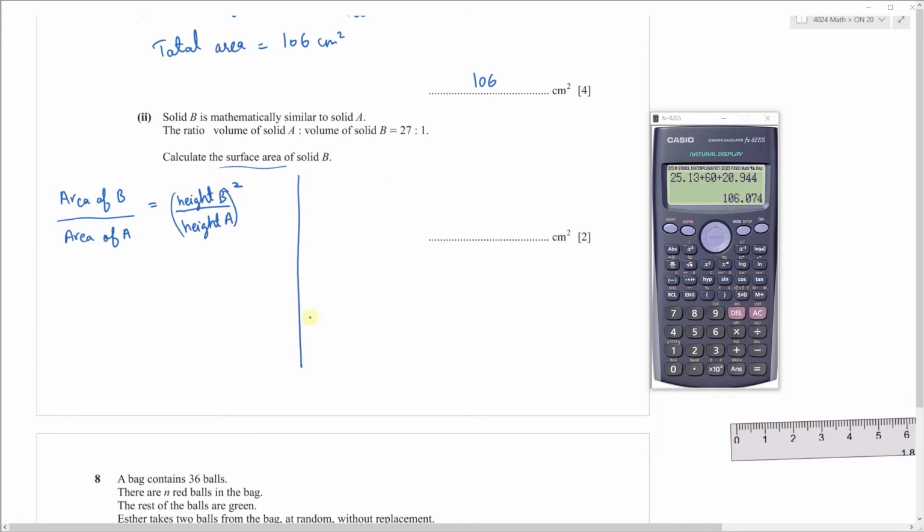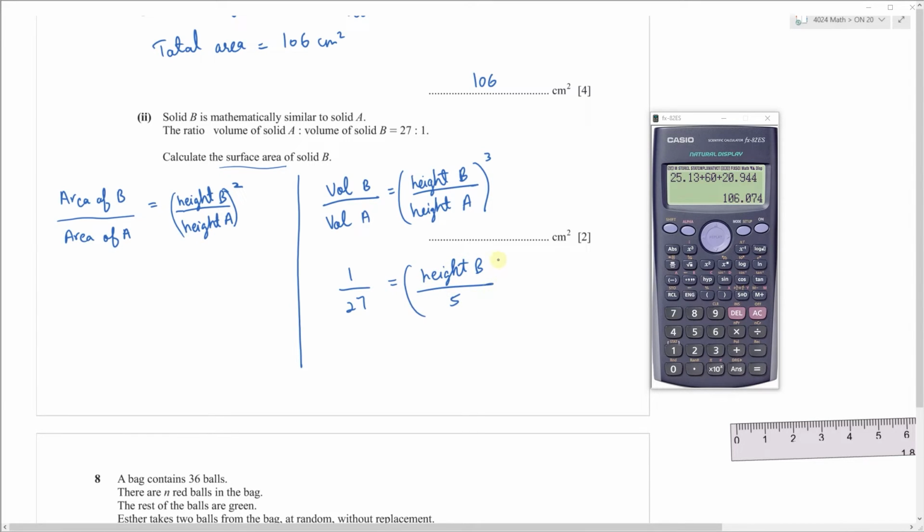So let's do the ratio of volumes. So volume of B divided by volume of A will be height of B divided by height of A, and then since this is volume, I'll take the cube. So now let's substitute the values. Volume of B over volume of A: we're given A to B is 27:1, so B over A will be 1 over 27 equals height of B, which is unknown, over height of A, which is 5. So this will be height B over 5, cubed.